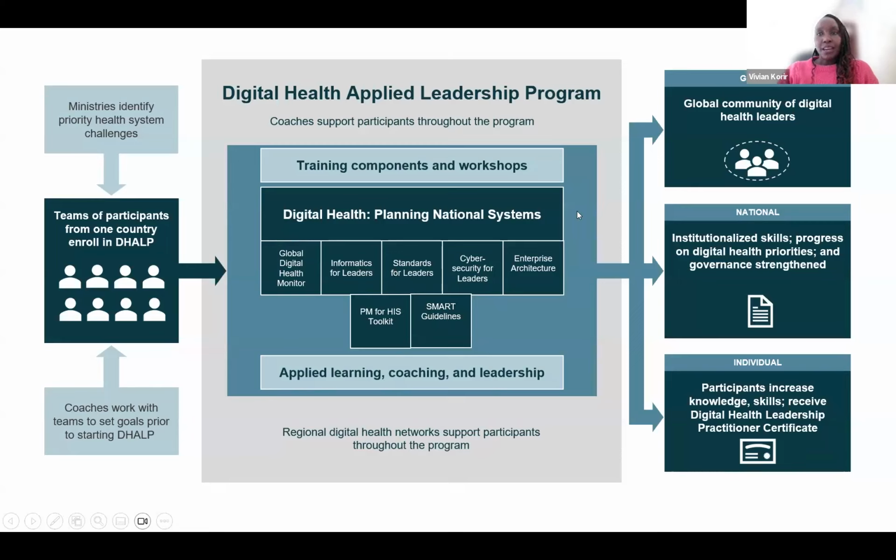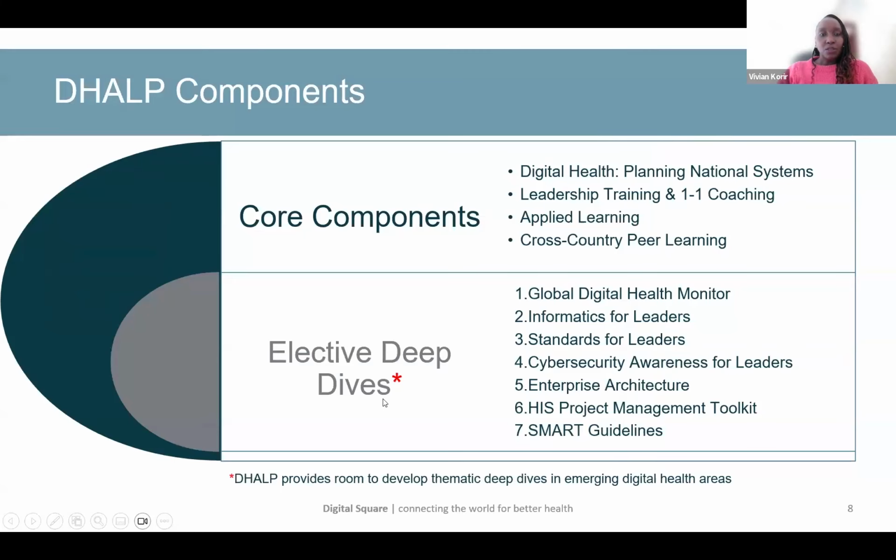And at the far right are the results. So at the individual level, increase in knowledge and skills in digital health leadership. At the institutional level, progress in digital health priorities. And at the global level, a community of digital health leaders. These are the components of the program.